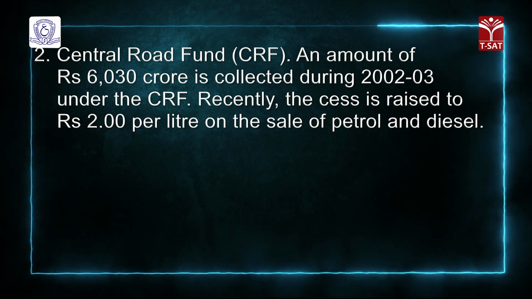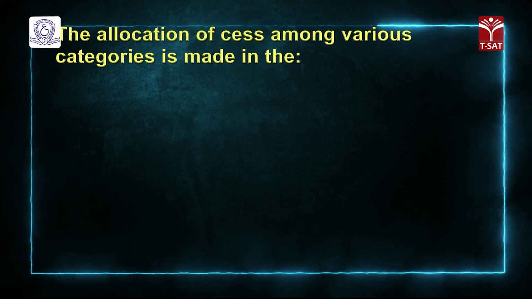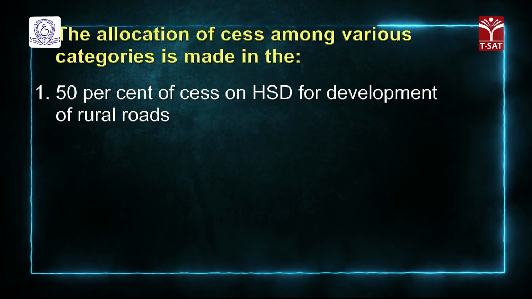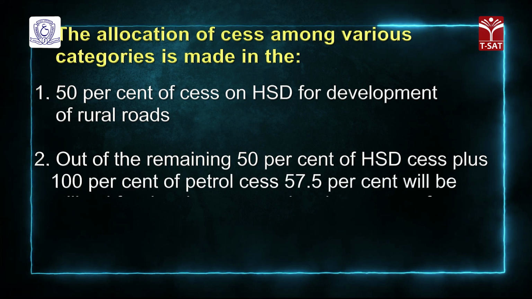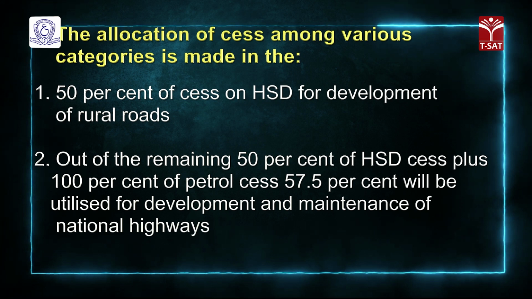Recently, the cess was raised to rupees 2 per litre on the sale of petrol and diesel. The allocation of cess among various categories is made as follows. The first one is 50% of the cess on HSD for development of rural roads. Second, out of the remaining 50% of HSD cess plus 100% of petrol cess, 57.5% will be utilized for development and maintenance of national highways, and 12.5% will be utilized for development and maintenance of road bridges, under or over railway lines or safety work for unmanned railway crossings, and the remaining 30% for the development and maintenance of state roads and rural roads.